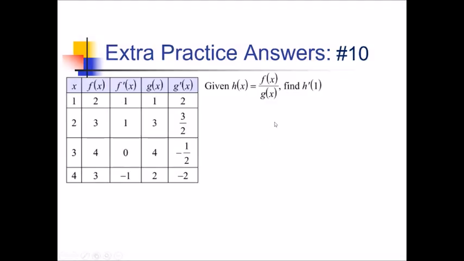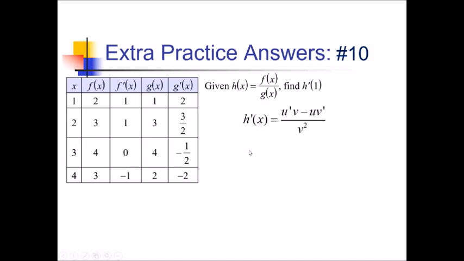On this problem, we're trying to find h prime of 1, given that h is f of x over g of x, and we have this whole table of f and g and f prime and g prime values. So this is a quotient rule we're going to need to use on this one. There's no other way to do it. So in general, I've got u prime v minus uv prime over v squared. That's what h prime of x is in general.